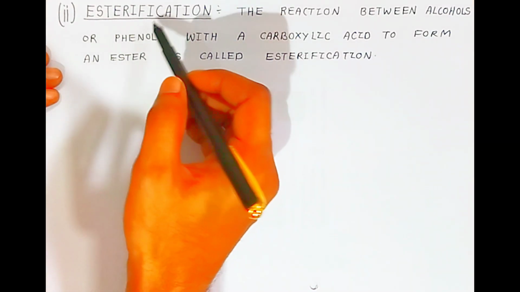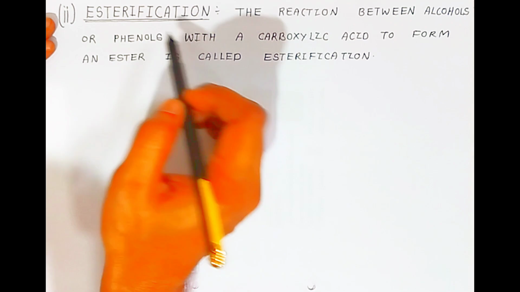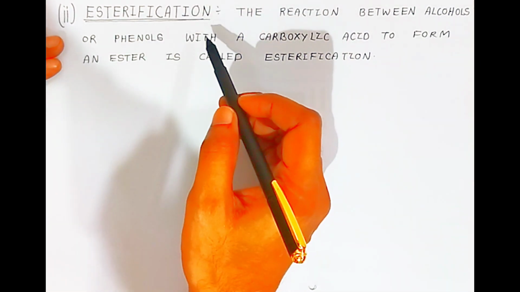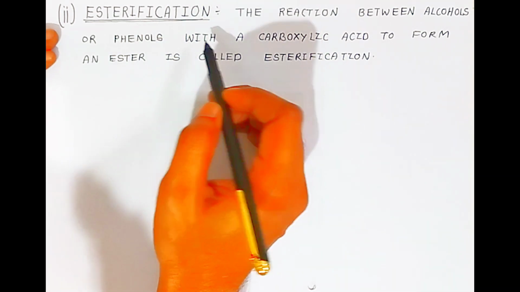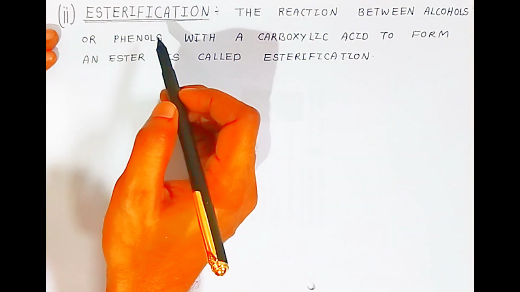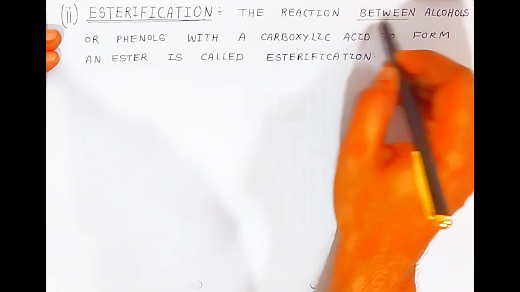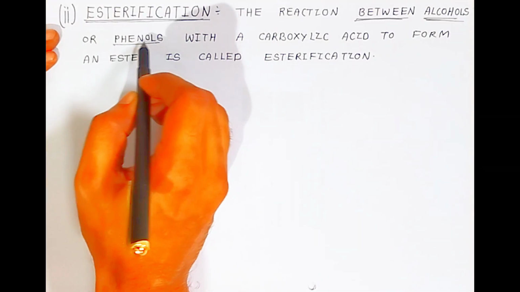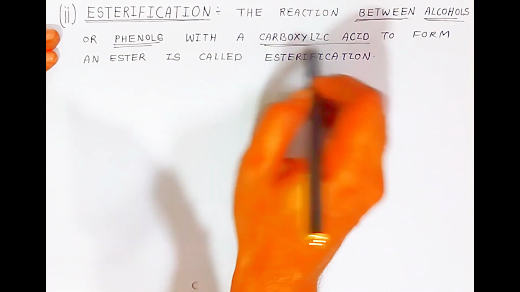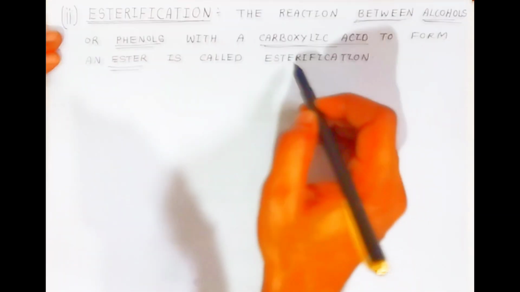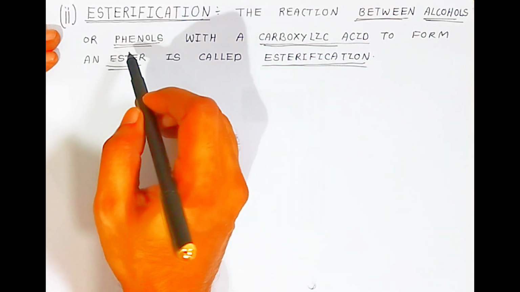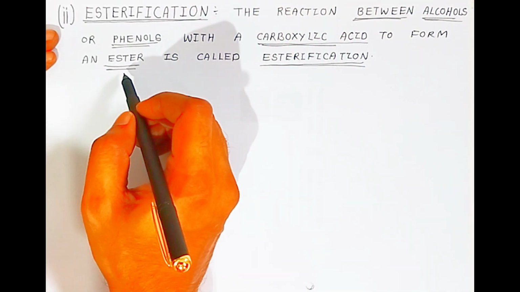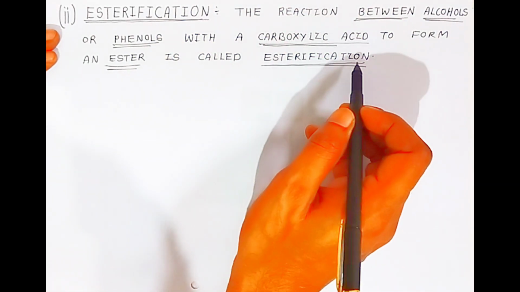Students, now we are going to see esterification. In the breaking of the bond between oxygen and hydrogen, the esterification reaction takes place. This is the second reaction that we are going to see. The reaction between alcohols or phenols and carboxylic acid to form ester is called esterification. The formation of ester is called esterification.